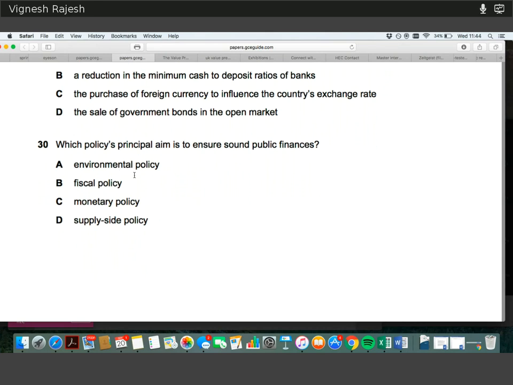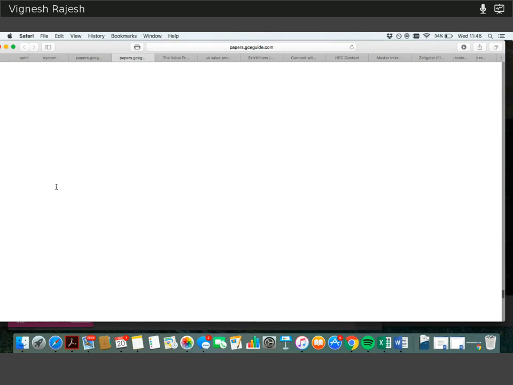And finally, 30, this is just quite simple. Public finances is to do with government spending and taxation, so it's fiscal policy, B.